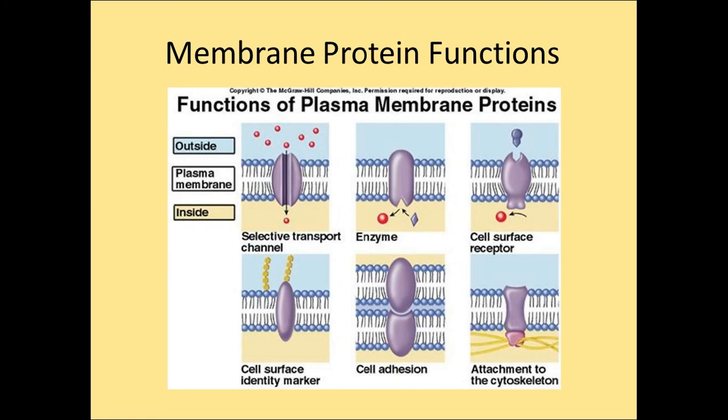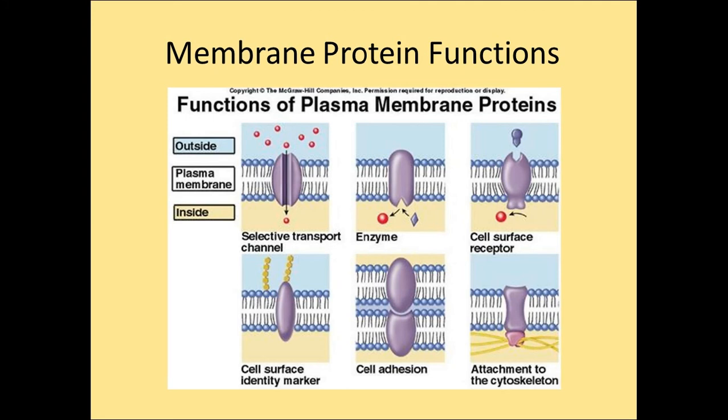Cell surface receptors are those receptor proteins I just talked about that receive chemical messages from inside or outside the cell. That information again is passed on so that the cell can respond. Cell surface identity markers we also talked about. Those are the glycoproteins and the glycolipids.